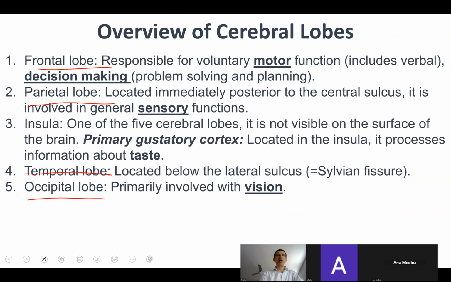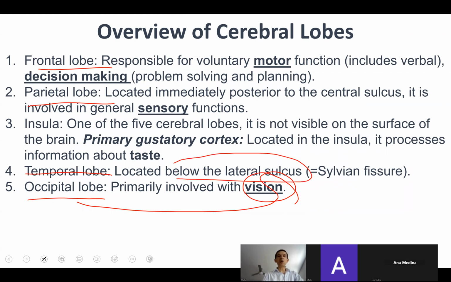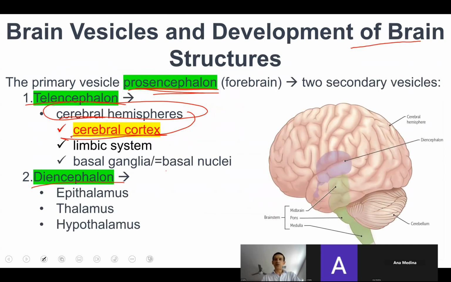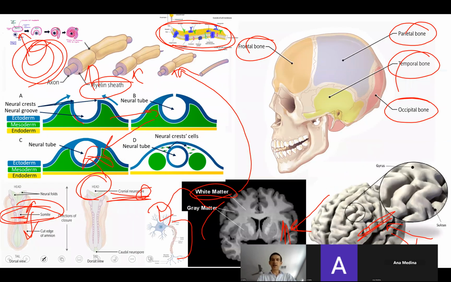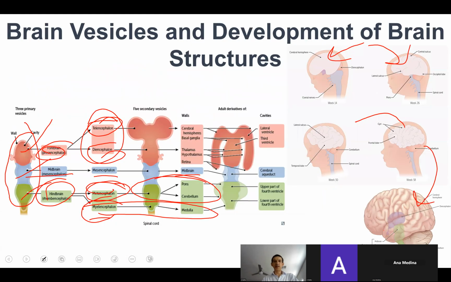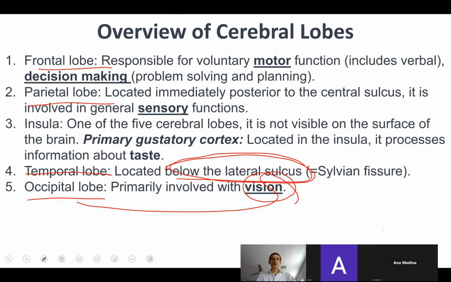Please remember that the occipital lobe is important for vision. That's an easy one. Temporal lobe, obviously, for hearing. Don't forget, it's under the lateral sulcus. So this is your lateral sulcus, shown better here, that opening. The lateral sulcus, which we call Sylvian fissure as well.